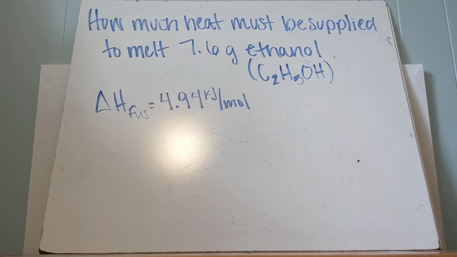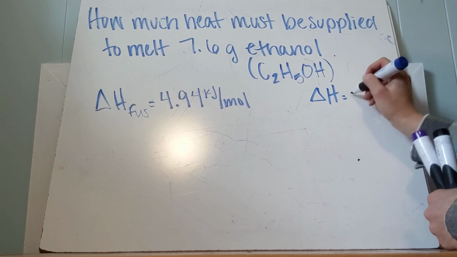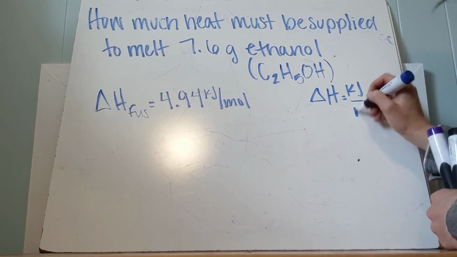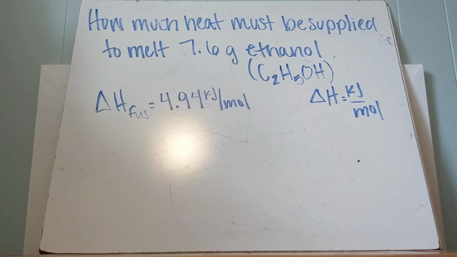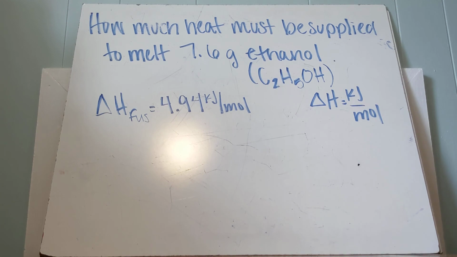But unfortunately, I can't go straight into my formula of delta H equals kilojoules per mole. I don't have moles. So I need to convert my 7.6 grams of ethanol to moles. So I'm actually going to do that on a separate whiteboard.